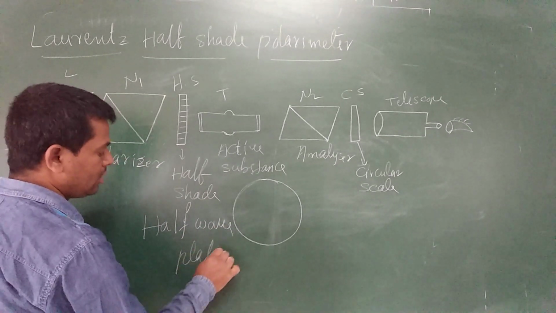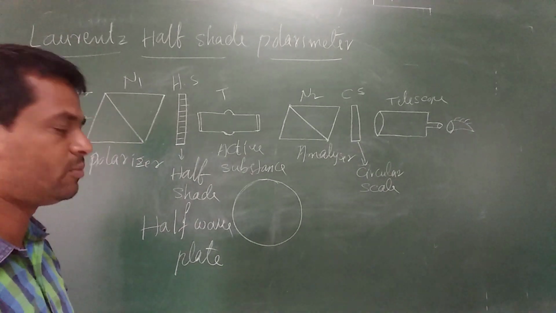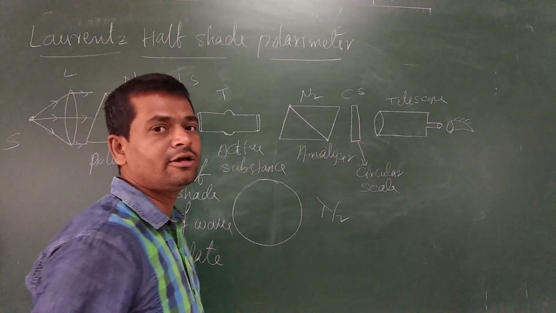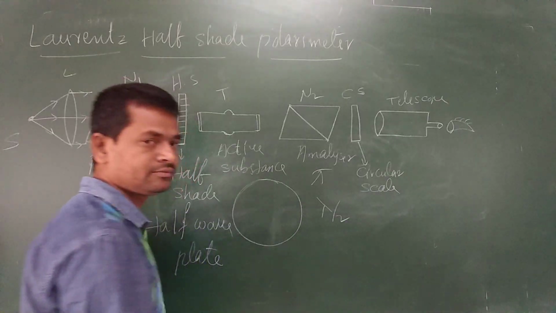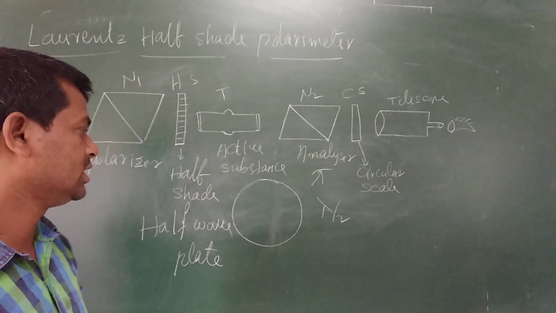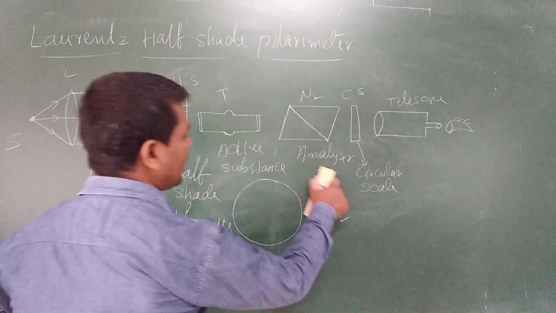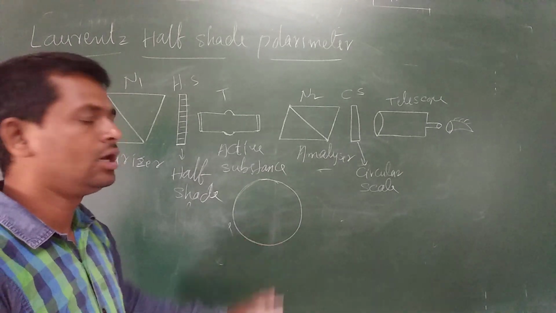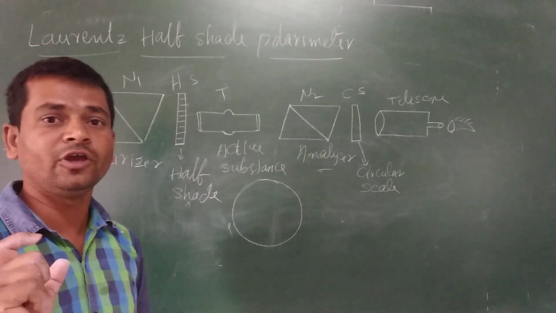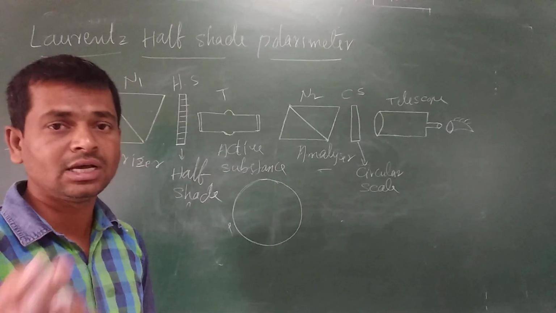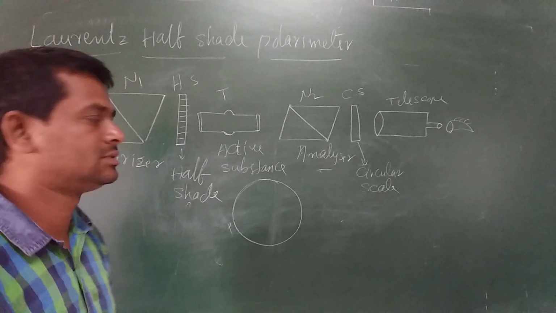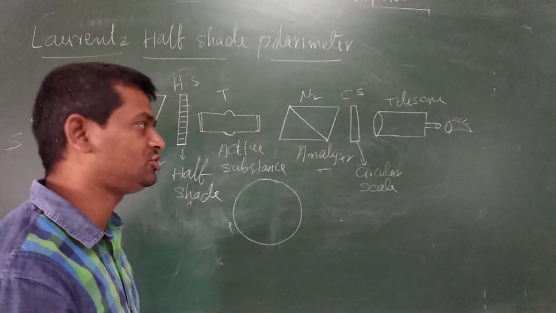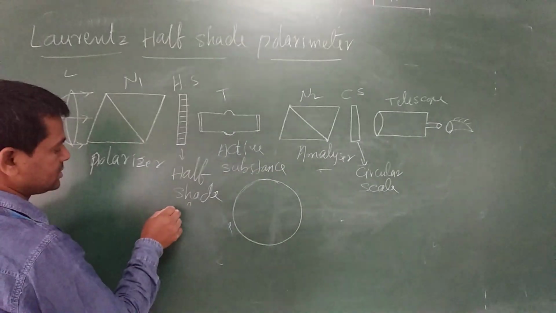I think you know the half wave plate and quarter wave plate. A half wave plate can introduce a path difference of lambda by 2 or a phase difference of pi. And here what we have to do, we have to take two half wave plates. One is a plate of quartz, the other is a plate of glass. Those are semicircular shaped plates. Semicircular means like this.